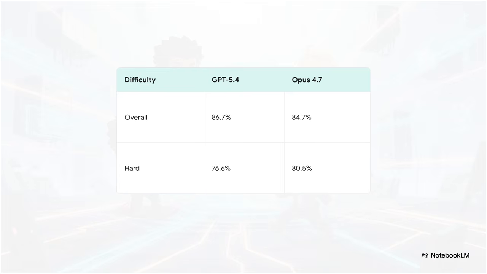We see a fascinating architectural quirk here. Claude Opus 4.7 actually edges out GPT 5.4 in this category, scoring 80.5% versus 76.6%. What this tells us is that while GPT 5.4 is broadly superior across standard web automations, Claude Opus retains a distinct algorithmic edge for the most complex, deeply nested web interactions that require highly advanced spatial reasoning.